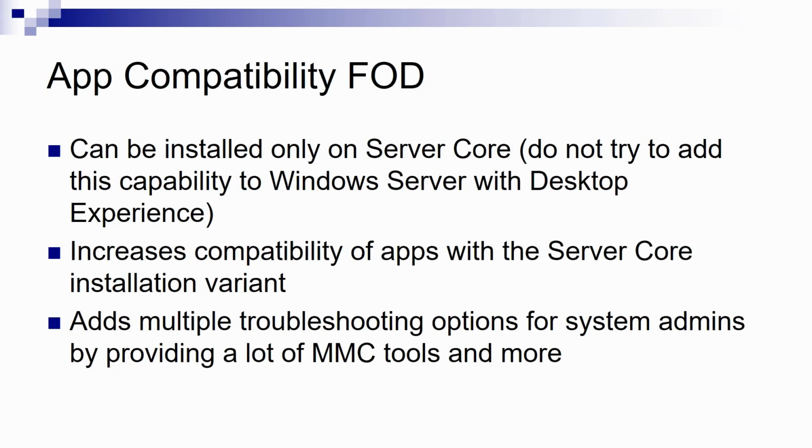So let's talk quickly about the App Compatibility feature on demand, which will be installed in this video. It has to be installed only on server core. It doesn't work on the Windows server with desktop experience, so don't try it. And it has two main purposes. It increases compatibility of applications that run on server core, and for the ops guys out there, it adds multiple troubleshooting options for us by adding MMC tools and more. So let's see it in action.